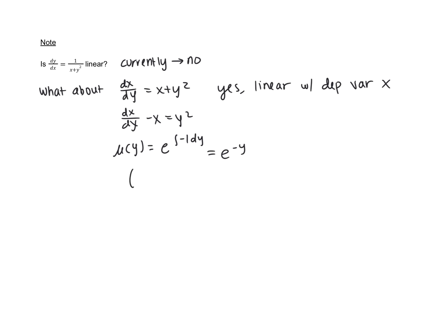So the left side then would be the derivative of the product of e to the negative y multiplied by x. And on the right side, we would have e to the negative y, y squared, and so on and so forth. So that's just a different way to look at it. It's possible that your equation is linear in dx dy, but not dy dx.